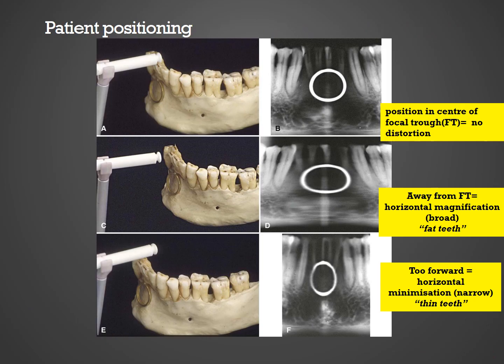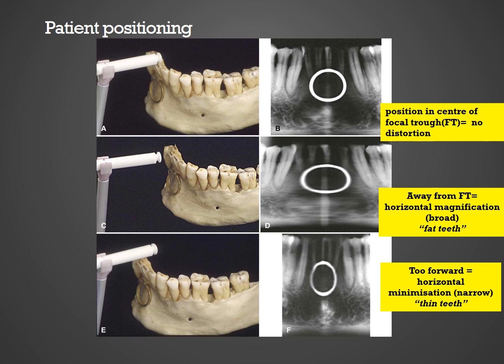Right, so like I told you, you need to ask the patient to bite on the bite block, and the jaw has to be positioned in the focal trough region. So, what happens when the position is exactly at the center of the focal trough?